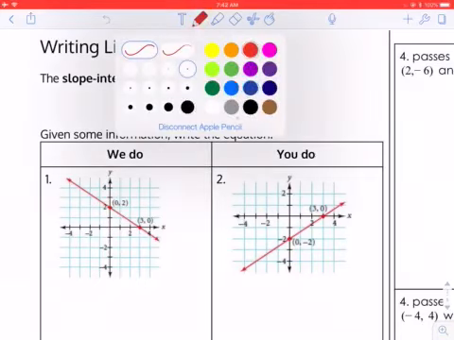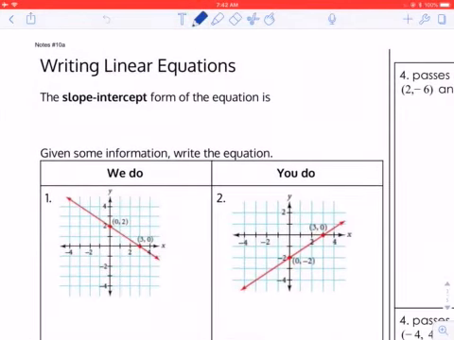Hi everyone. Today we're talking about writing linear equations. This is notes 10a. If you're looking for something else, you should go elsewhere.